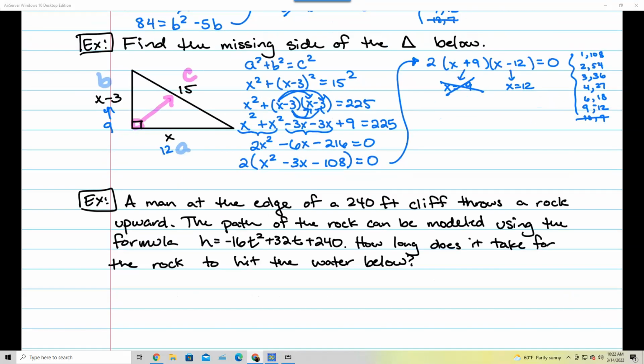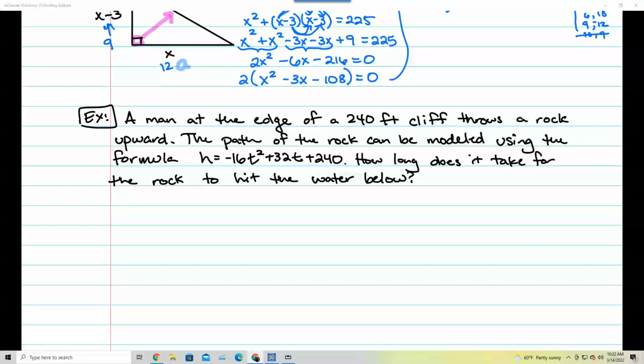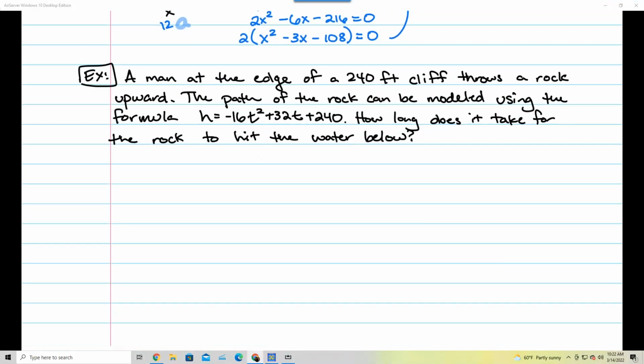Okay, last problem, and then we should call it a day. A man at the edge of a 240-foot cliff throws a rock upward. The path of the rock can be modeled using the formula h equals -16t squared plus 32t plus 240. How long does it take for the rock to hit the water below?